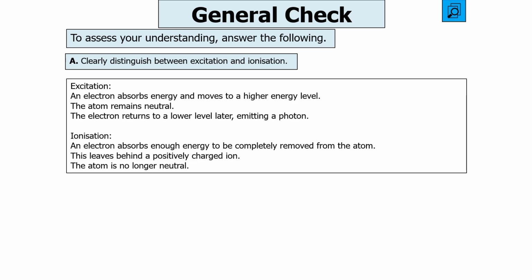Well, in excitation, an electron absorbs energy and moves to a higher energy level. The atom remains neutral, and the electron then returns to a lower level later, emitting a photon. In ionization, an electron absorbs enough energy to be completely removed from the atom. This leaves behind a positively charged ion, so the atom is no longer neutral.